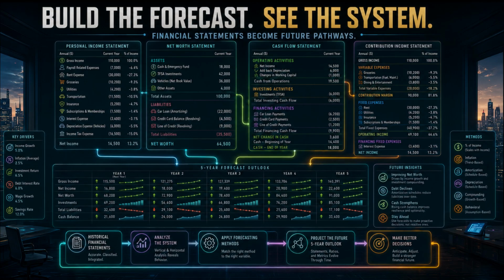And importantly, I'm assuming you already have your own recent financial statements prepared, meaning your personal income statement, your net worth statement, your cash flow statement, and ideally your contribution income statement. Because forecasting begins with accurate structure, and once the structure exists, the future can begin taking shape. This is where personal finance evolves into financial systems engineering.